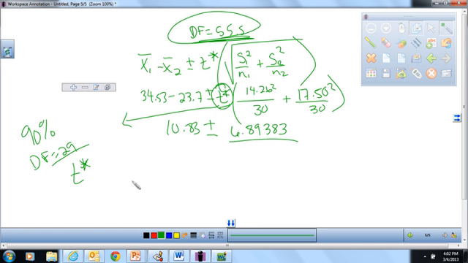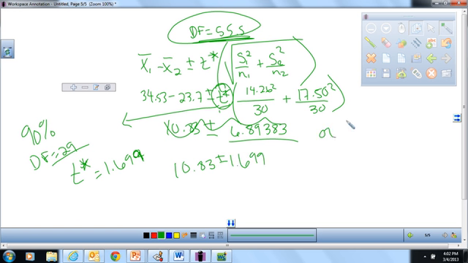My 90% confidence interval for T critical at 29 degrees of freedom is 1.697. Sorry, 1.697 is for 30, so 1.699 is what needs to be put in there. So you can write 10.83 plus or minus your critical value, which needs to be 1.699.